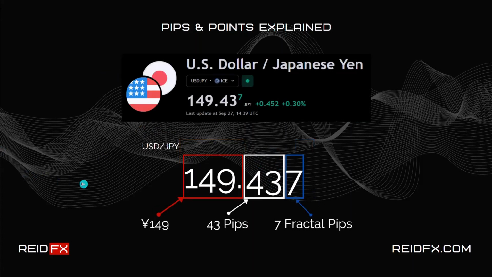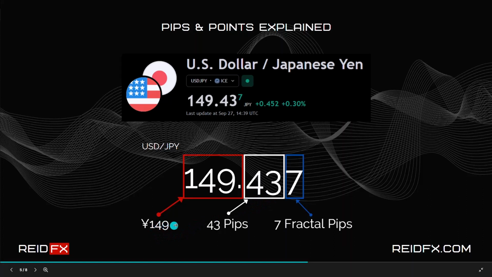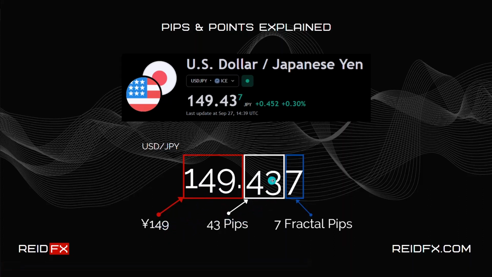Now then, let's have a look at the US dollar Japanese yen. Now the reason I want to show you this is because I've just told you that brokers like to quote to 5 decimal places, and you can immediately see that on a Japanese yen pair, they don't do that. So the Japanese yen is the exception to the rule, and they only quote to 3 decimal places. Now, the same as before, we're not really interested in the fractal pips. They're just too small to be significant. So inside the white box here, we have pips. So this example that we're looking at reads 149 Japanese yen and 43 pips.